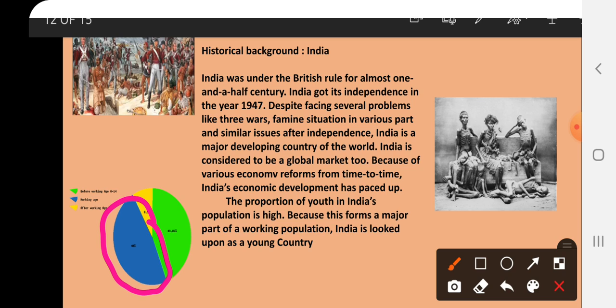Now what is the working population? Working population means 15 to 60 years. So this is the working population, which is a very active, healthy or adult population. So they are called the working population.